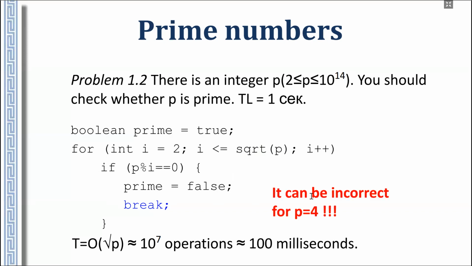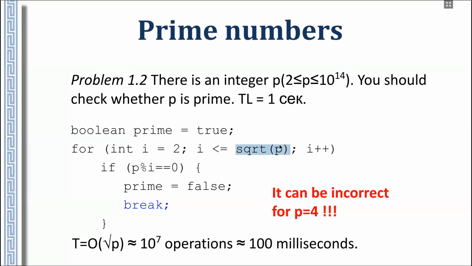But our code can be incorrect if p is 4, because if p is 4, its square root is 2, but the computed sqrt of p can be not exactly 2, but it can be 1.9999, and in that case, 4 doesn't do any step, and we don't find the number 2 such that 4 is divisible by it, and it says that 4 is a prime number.